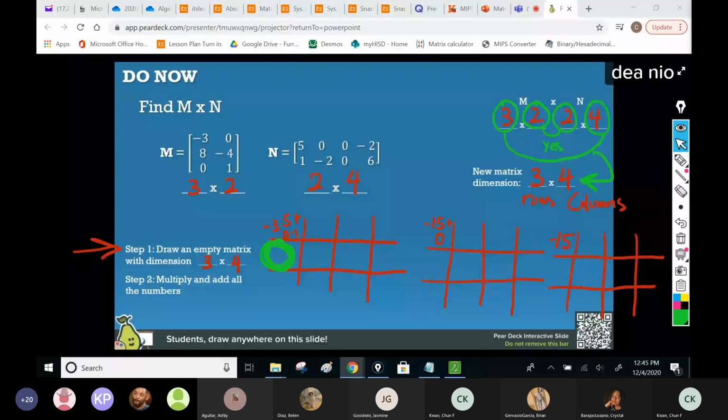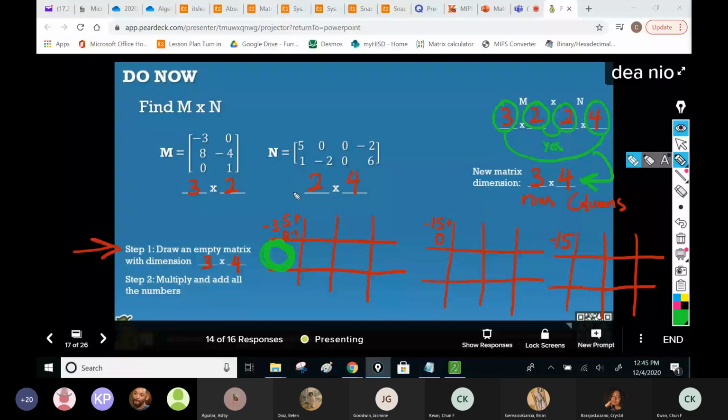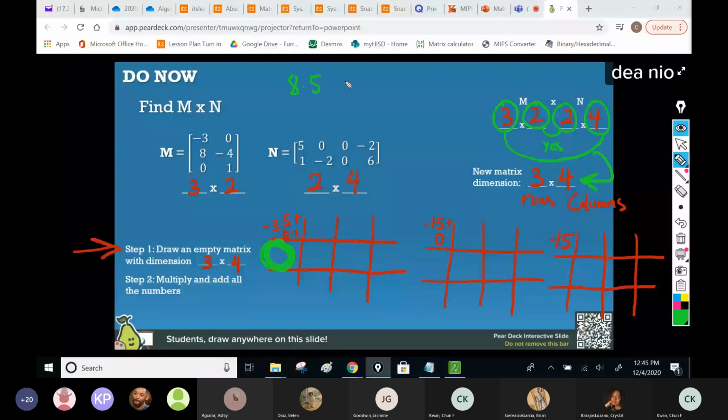All right, look, Emma. So this number is going to be, I'm going to put it right here. 8 times 5 plus -4 times 1. So you got 40 plus -4, which is 30.